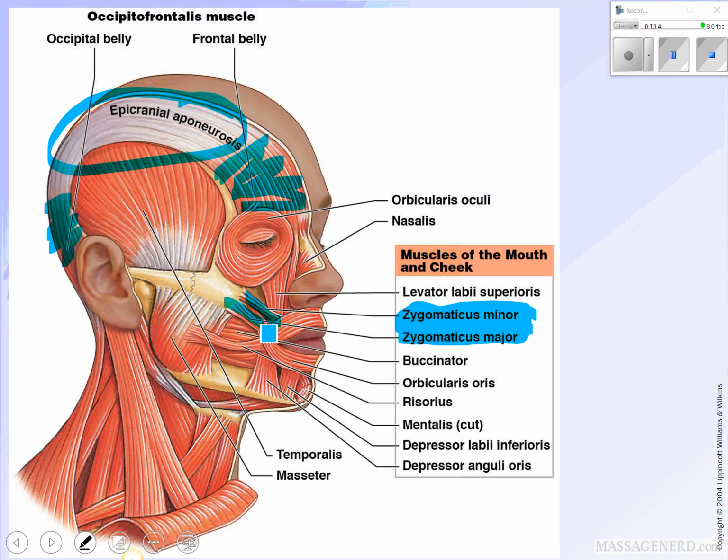Okay. Again, the buccinator, of course, is going to be the cheek inside here. Orbicularis oris is, of course, around the mouth. The mentalis, of course, is this one right here. So make sure that you can label that one. I don't have it on the notes, but make sure you can label the mentalis there.